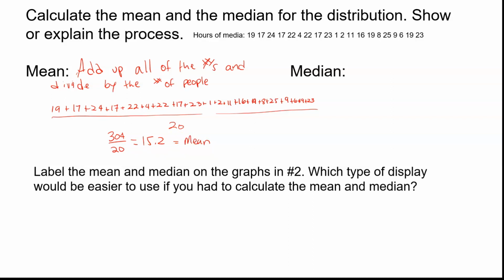Now to find the median, we're going to line up all of these numbers in order. Line up all the numbers in ascending order. And then our median is going to be the middle number in that set. So I'm going to give you guys a second to do it, and I'll show you what it looks like when I do it.